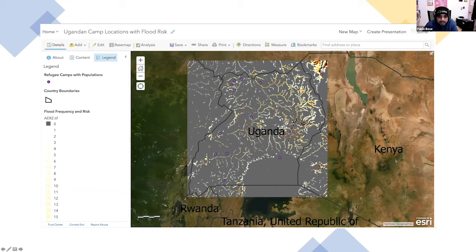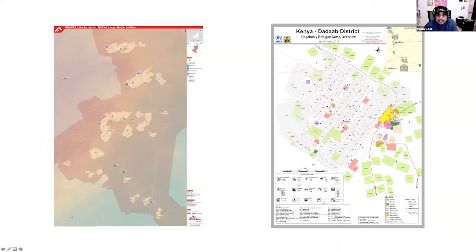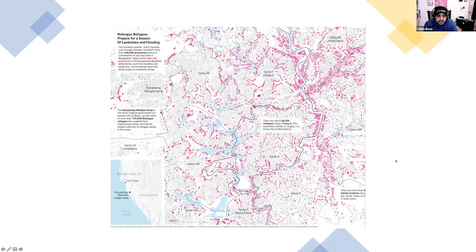So looking at things like flooding, looking at things like earthquake risks, the availability of health facilities, this again in Dadaab and Bidi in the context of Rohingya refugees in Bangladesh.